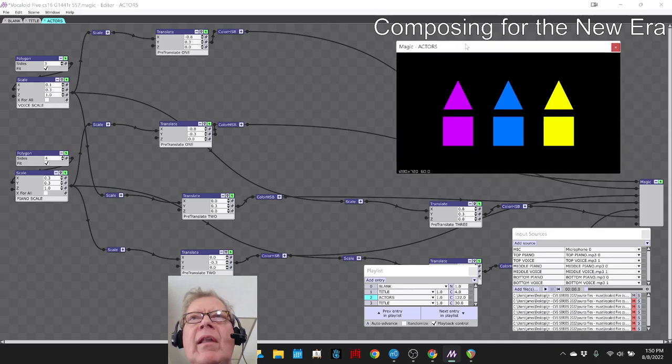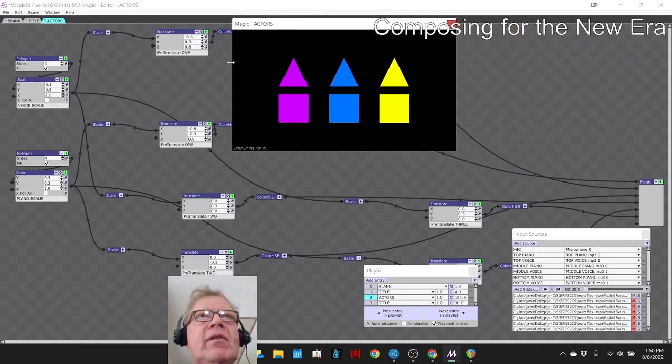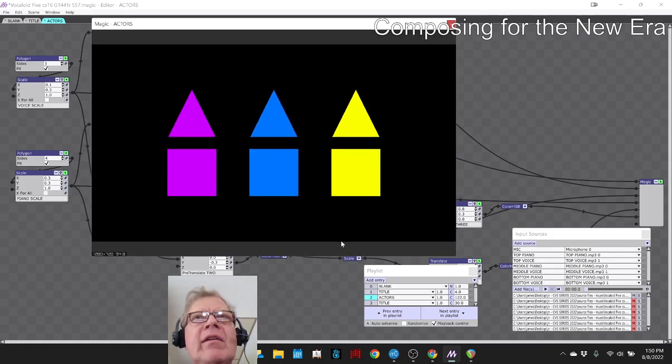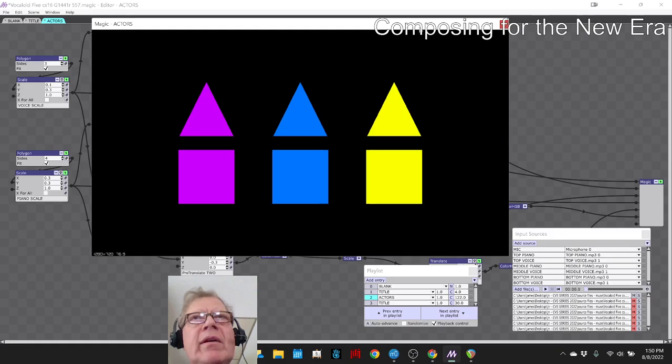So let us play through the new improved animation of Vocaloid 5, reminding ourselves that the triangles are voice and the squares are piano. Here we go.